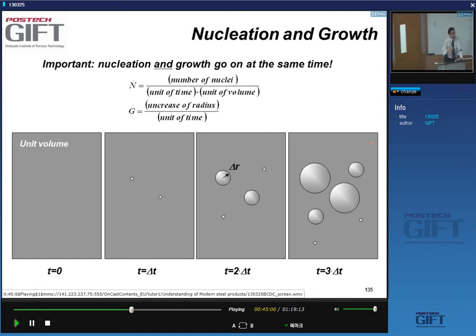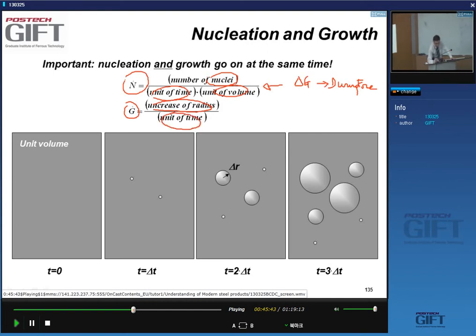So for the nucleation step, you have the nucleation rate, which tells you how many nuclei are produced per unit of time and per unit of volume, yes? And this is very much controlled by the free energy change of the formation of the pearlite in this particular case, yes? So that's the driving force. Whereas the growth rate is simply an increase of the radius of these nuclei as a function of time. And the growth rate depends basically on diffusion constants, which are temperature dependent. Yeah?